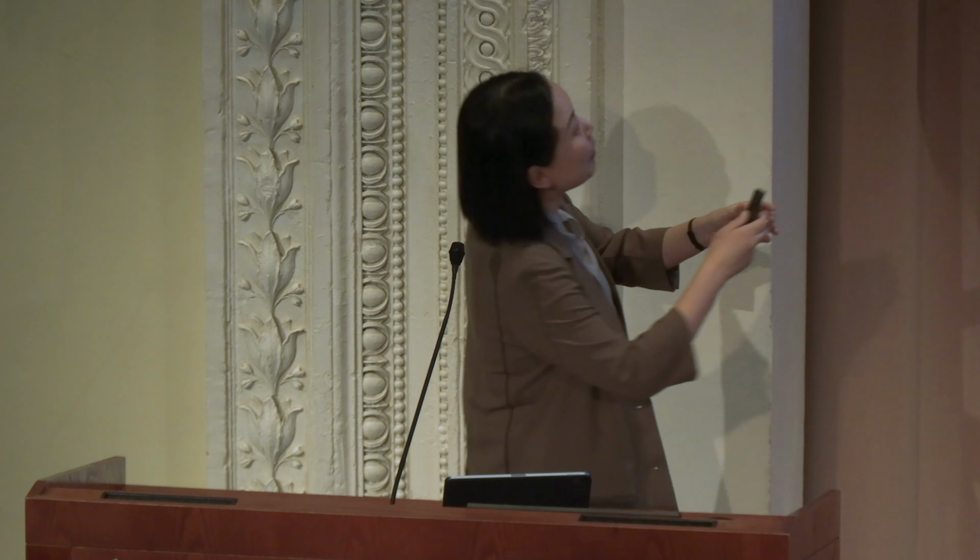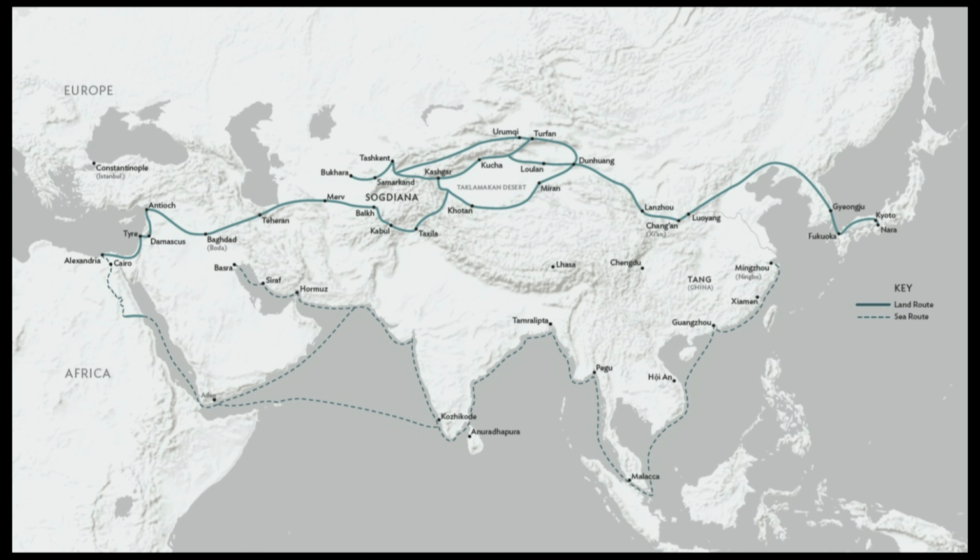They called it northern routes and southern routes, because we see the routes diverge around the Taklamakan Desert here, since they could not really cross the desert directly. So people usually said, okay, I'm going through the northern route, I'm going through the southern route, but no one really called it the Silk Road. That's rather a modern term.